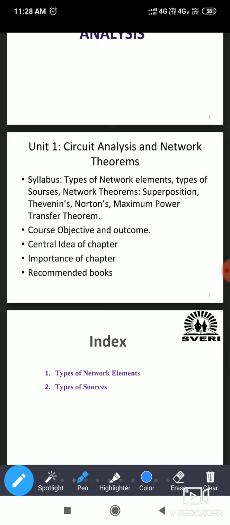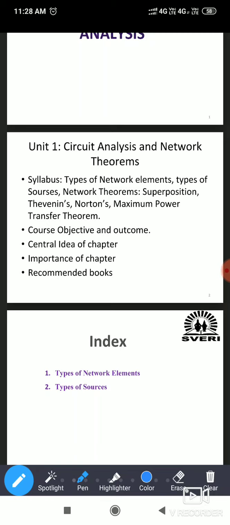what do you learn from this unit? You can apply the circuit analysis methods and network theorems, and you will analyze the circuit parameters. So what are the parameters here? Voltage, current, power, etc. Once you know the voltage and current, you will get the power delivered by the source and the power absorbed by the source. That is the secondary part, from which you can calculate the power. Now, this will be the course objective here.